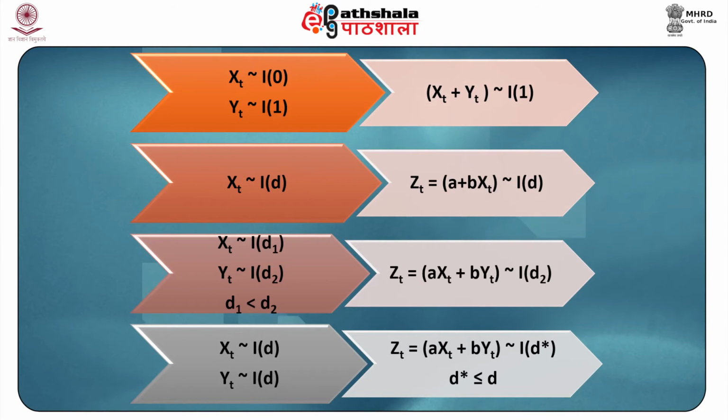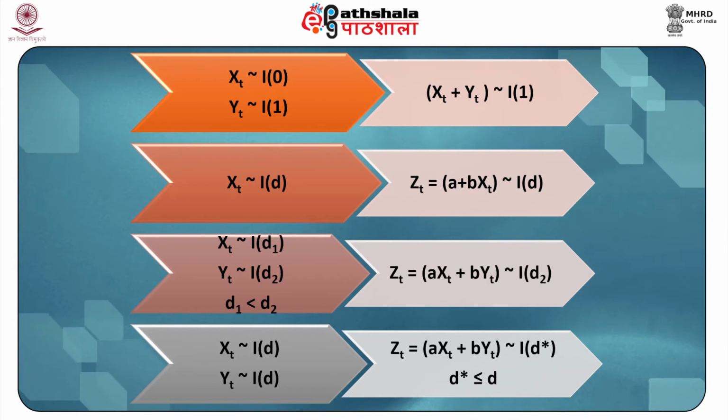The properties of integrated series can therefore be summed up as in this diagram, where you can see we have written them in a summary form. If xt is I(0) and yt is I(1), then xt plus yt will be equal to I(1). If xt is equal to I(d), then zt equal to a plus bxt will also be equal to I(d). Similarly, if xt is equal to I(d1) and yt is equal to I(d2) and d1 is less than d2, then zt, which is axt plus byt, will be integrated to I(d2).